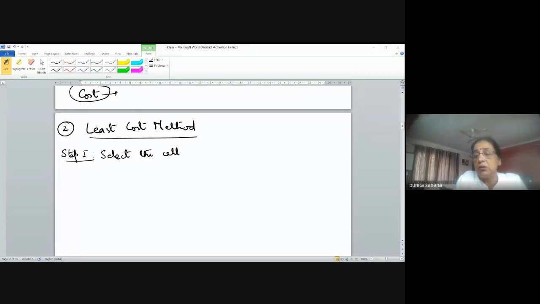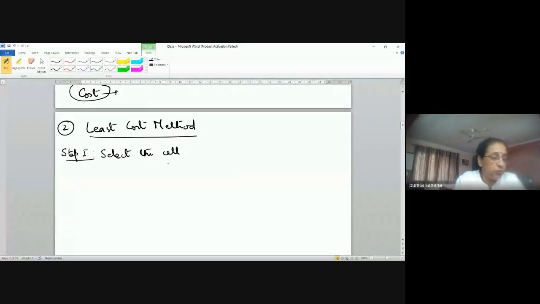So in this case, what we are going to do is select the cell with the lowest cost in the whole matrix. That means we look at how much is the lowest cost in the whole matrix and start the allocation. Of course, not zero. In the whole matrix.